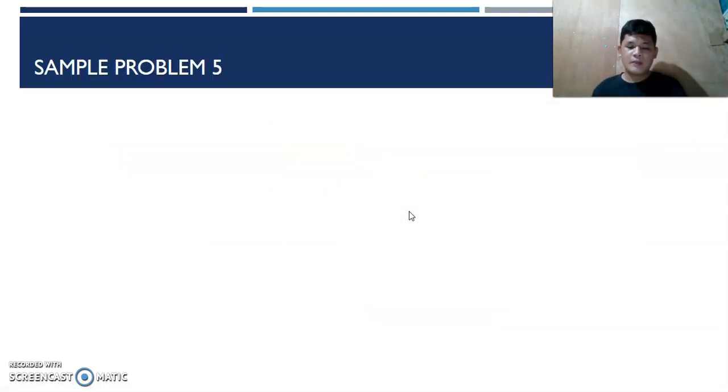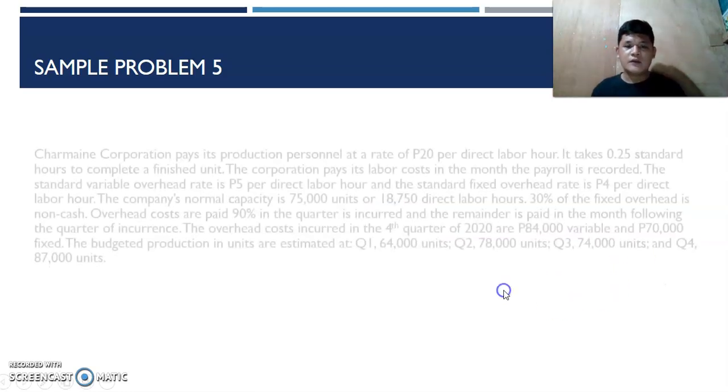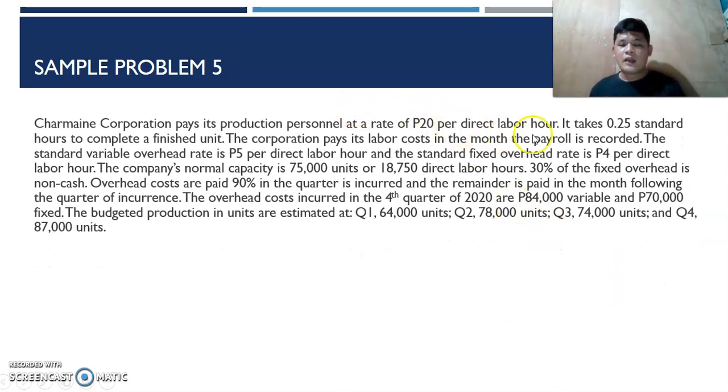So, next, sample problem number 5 tayo, class. Charmaine Corporation pays its personnel at a rate of 20 pesos per direct labor hours. It takes 0.25 standard hours to complete a finished unit. So, ibig sabihin ng 0.25 standard hour, class, is sa isang unit daw, matatapos daw yung isang unit ng 0.25 hours. So, ilang minuto ito? 15 minutes. Ibig sabihin, 15 minutes, isang unit.